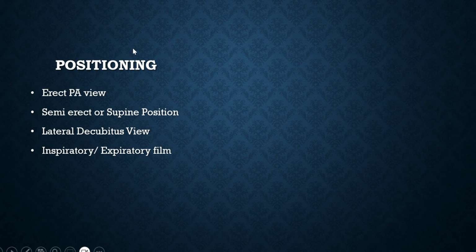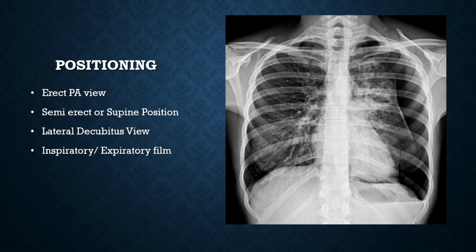Now the positioning for X-ray in the emergency or radiology department or ICU for the diagnosis of pneumothorax. There are four views which can be taken to diagnose pneumothorax by X-ray. The first one, the standard view, is the erect PA view. Second is the semi-erect or supine position, then the lateral decubitus view, and the inspiratory and expiratory view. In the erect position, we see that the air goes to the non-dependent part, and this shows the collapsed lung as we see in this image.